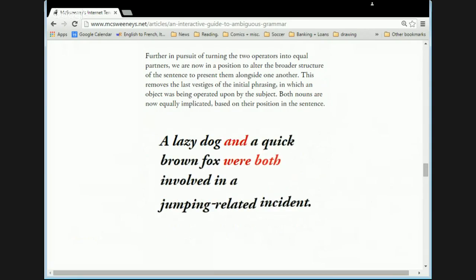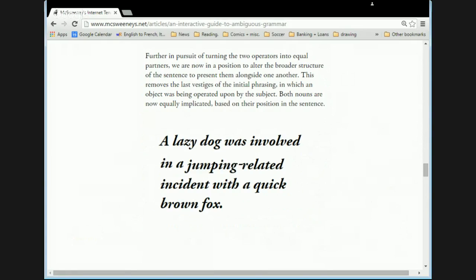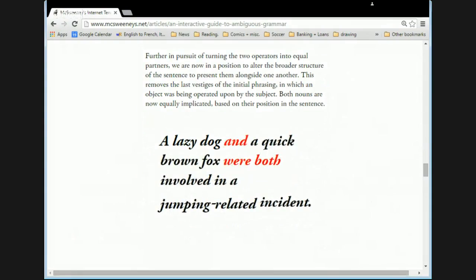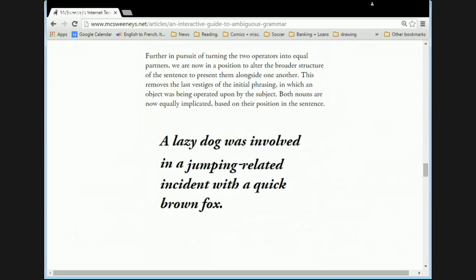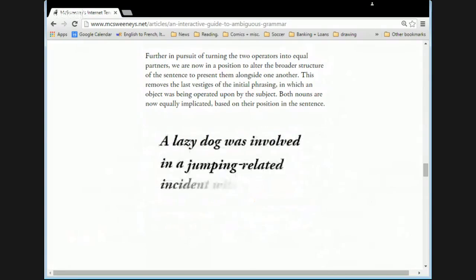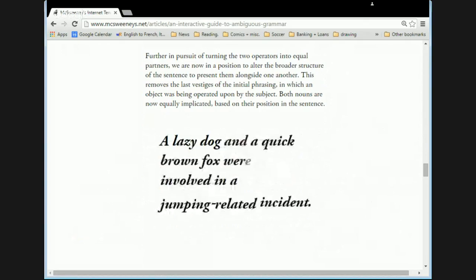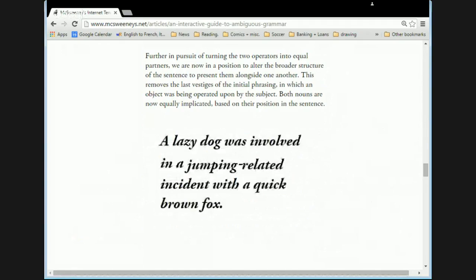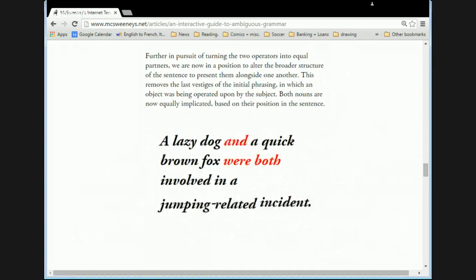A lazy dog was in... Sorry. Okay. So instead of saying that, we say a lazy dog and a quick brown fox are both involved in a jumping related incident. So yeah, okay, now they are both there. There's no inequality between them.